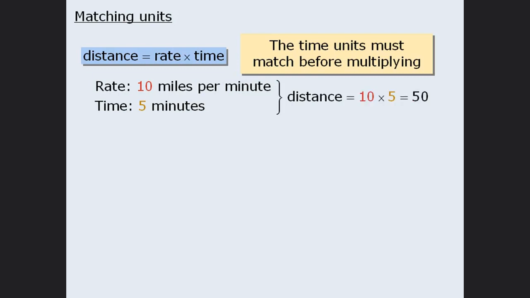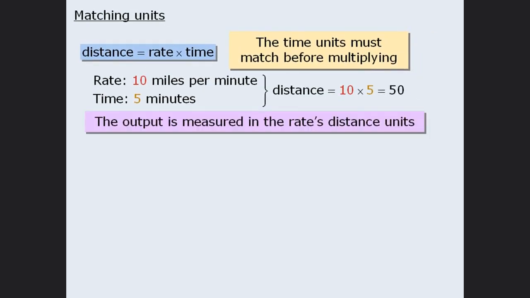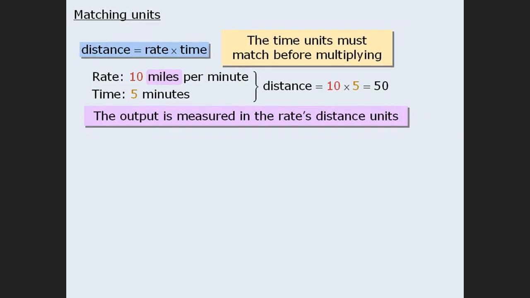Since the time units match here, we can determine the distance the object will travel by multiplying 10 by 5 to get 50. Now, what are the units of measurement for this output? Well, when we apply the distance formula, the output is measured in the distance units found in the rate. So for this example, the rate is measured in miles per minute, which means the distance units are in miles. Subsequently, the output will be in miles, so the object will travel 50 miles.